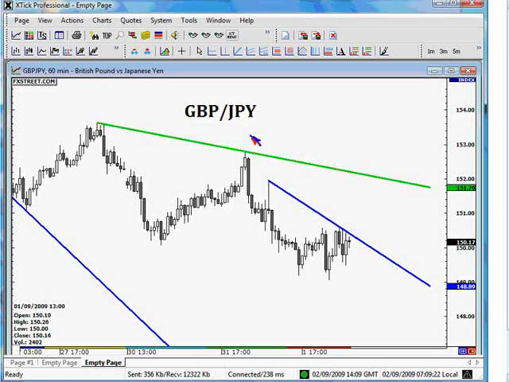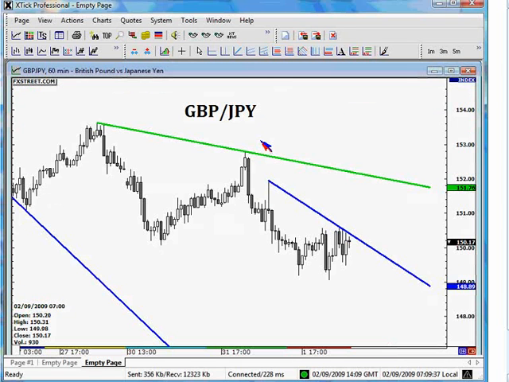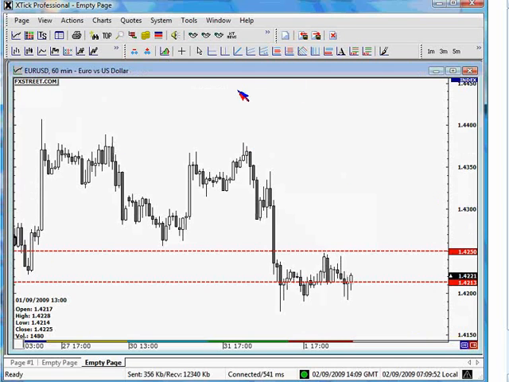Let's go back to our 1-minute pound yen chart, and as you can see, nothing's open. While we were looking at the longer time frame chart, nothing really happened. We'll go back to that longer time frame chart and hope that we don't lose it. Straighten out my chart a little bit so we can see it a little bit better.